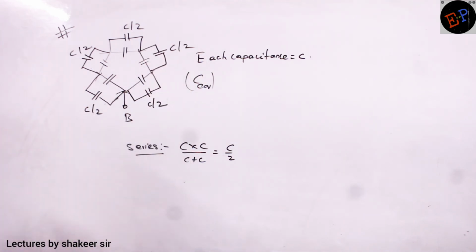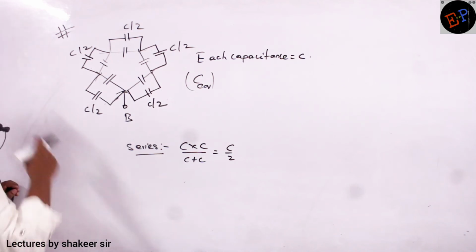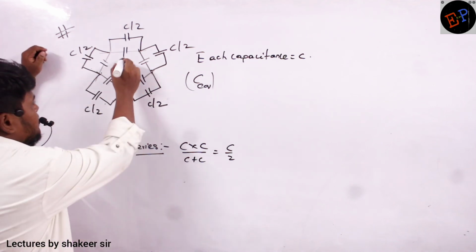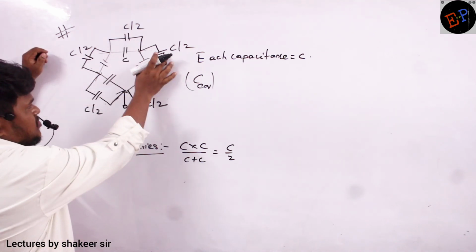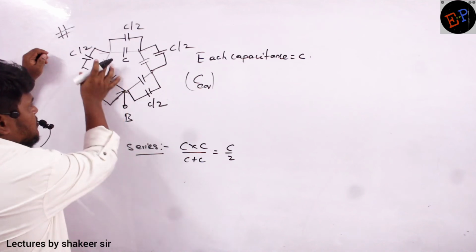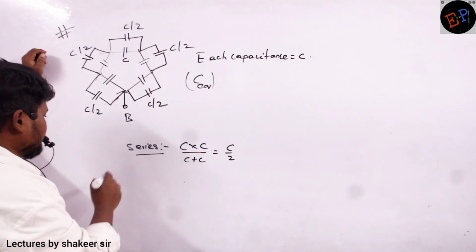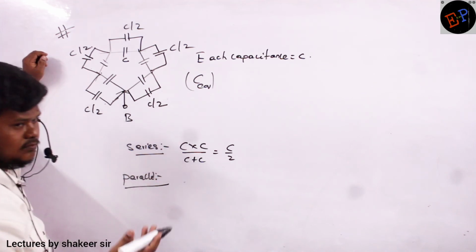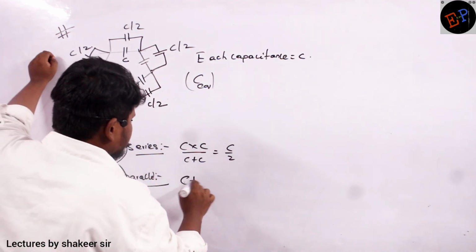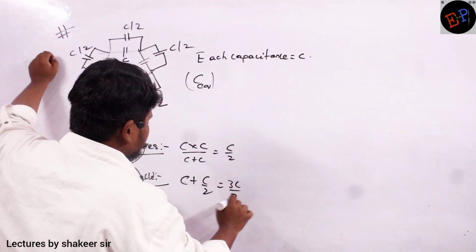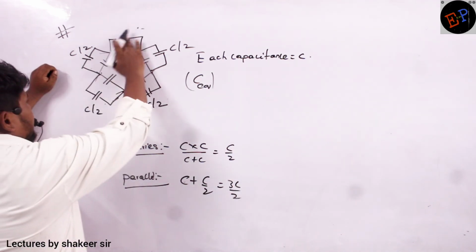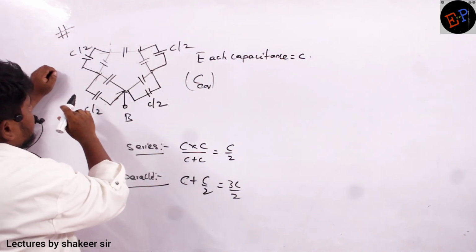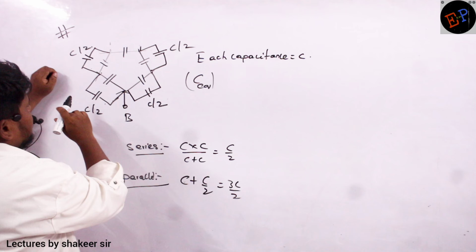Up to here it is clear, no? Now if you see here, this is C by 2 and this is C. Each capacitance is C. These two are connected in parallel. These two are parallel, these two are parallel, and these two also are in parallel. So if they are connected in parallel, then what method do I have to adopt? C plus C by 2, which is 3C by 2. That's all. So I can remove two capacitors and place a single capacitor of capacitance 3C by 2.